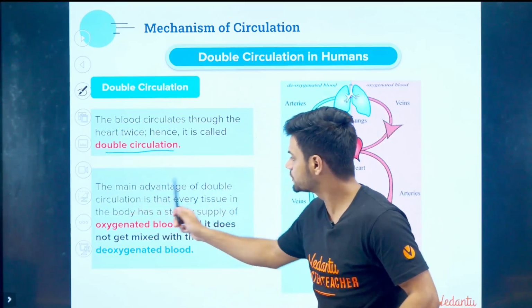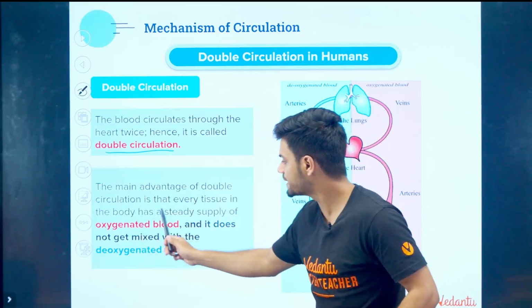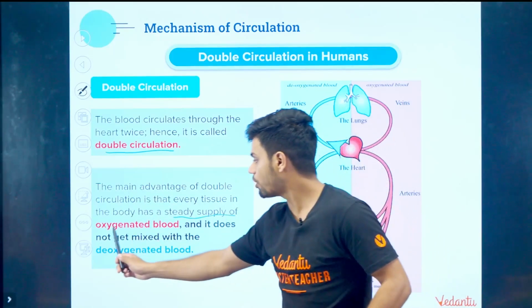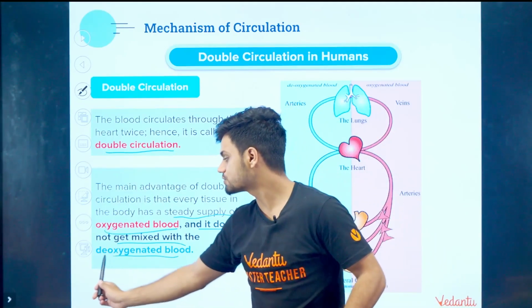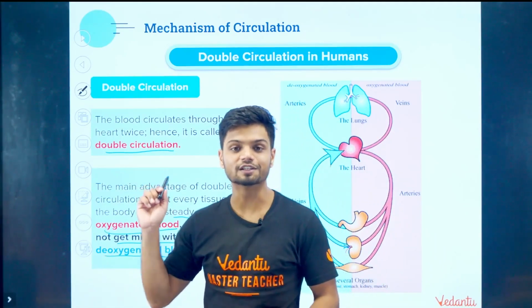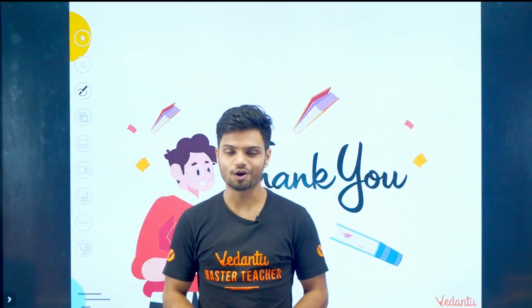The main advantage of double circulation is that every tissue in the body has a steady supply of oxygenated blood and it does not get mixed with the deoxygenated blood. This right here is a previous year question, all of you.